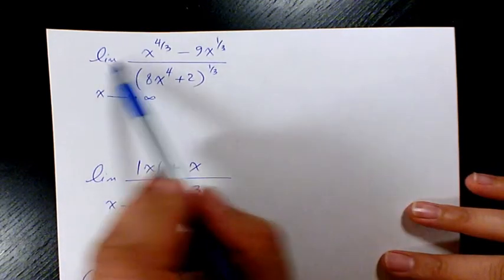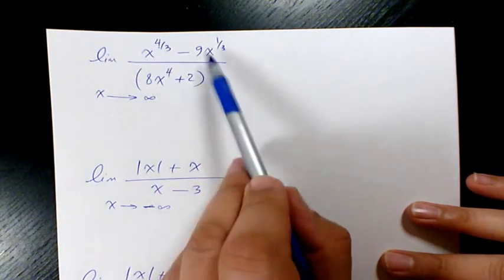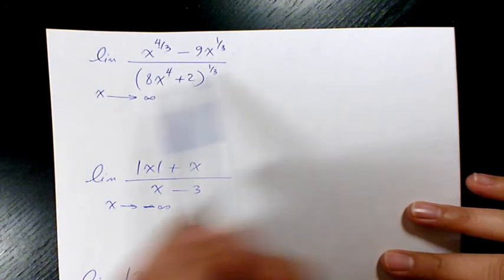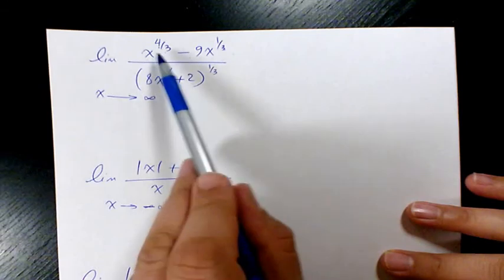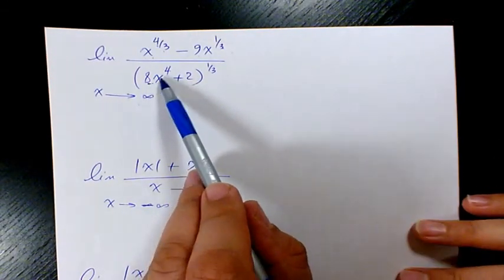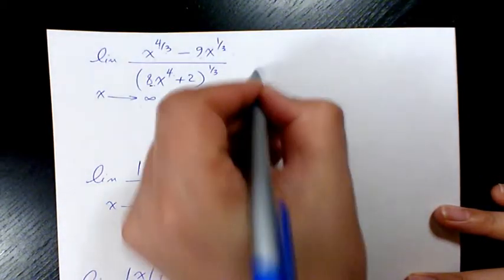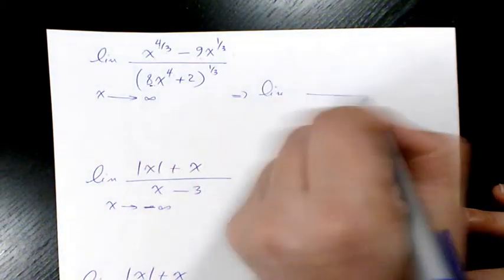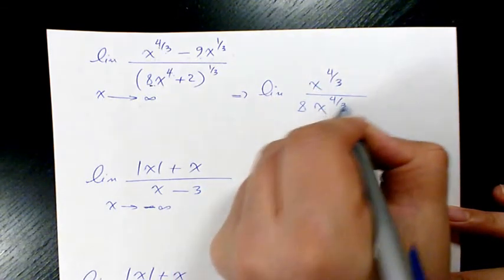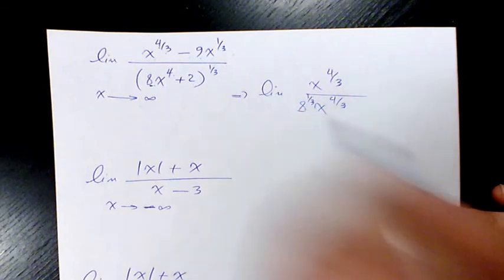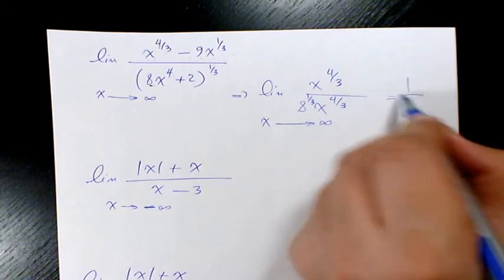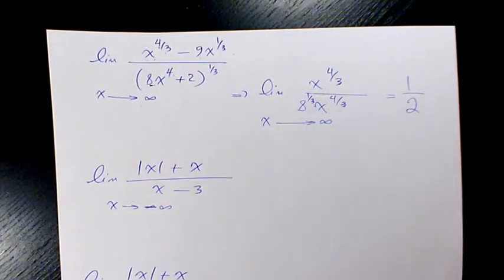Next one is going to be the limit of (x^(4/3) - 9x^(1/3)) over (8x^4 + 2)^(1/3) when x is approaching infinity. The largest exponent of the numerator is 4 over 3, and the largest exponent here is going to be 4 over 3, which is going to be the limit of x to the power 4 over 3 over 8 to the power 1 over 3 times x to the power 4 over 3. When x is approaching infinity, it is going to be 1 over 2, because the cube root of 8 is going to be 2.